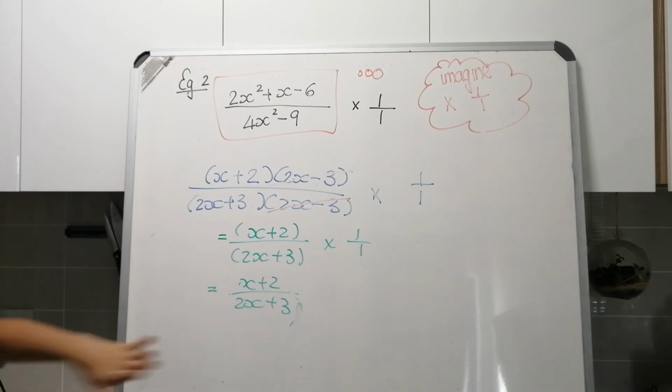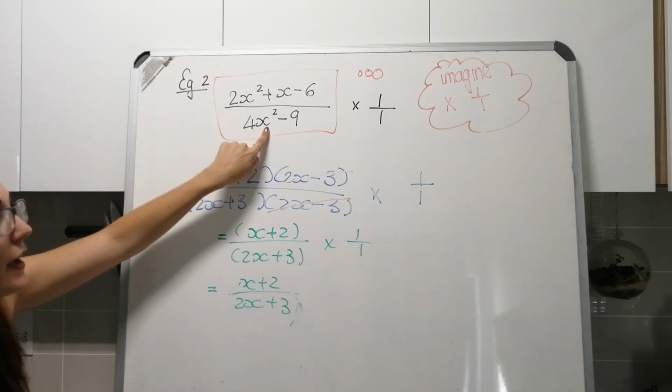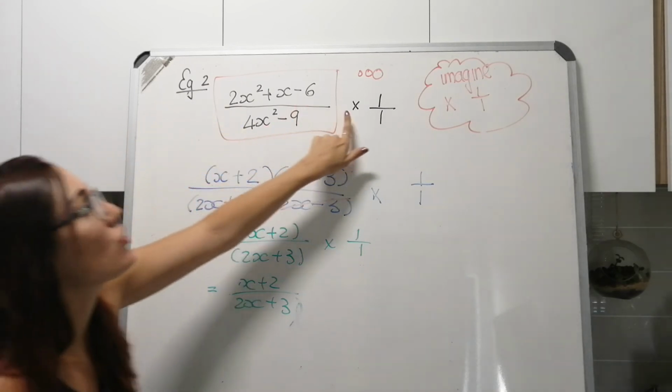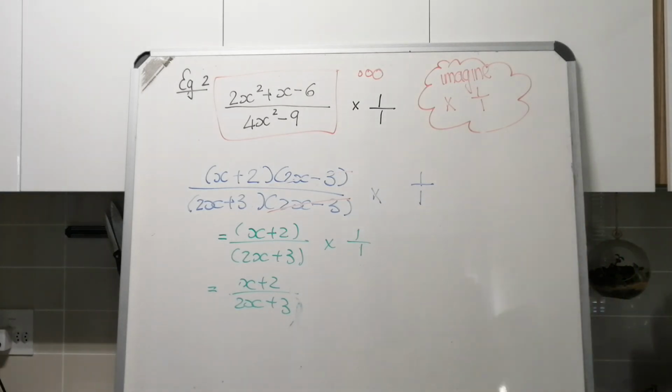Okay, so the whole point of this was just if you run into a single fraction, but it's not a butterfly fraction, which this is not, then you just imagine it's multiplied by 1 over 1 and you deal with it like a multiplication fraction.